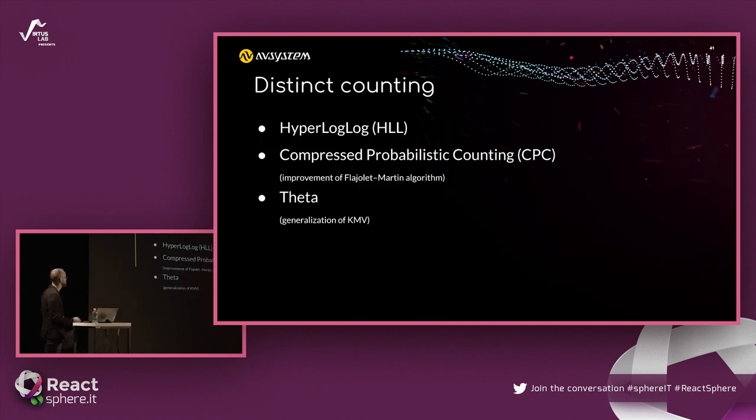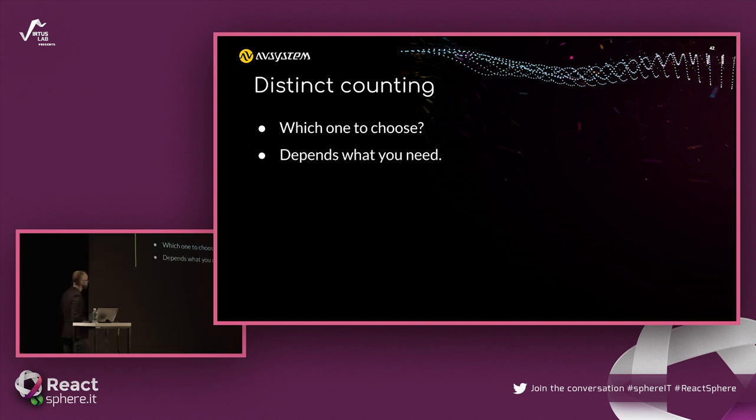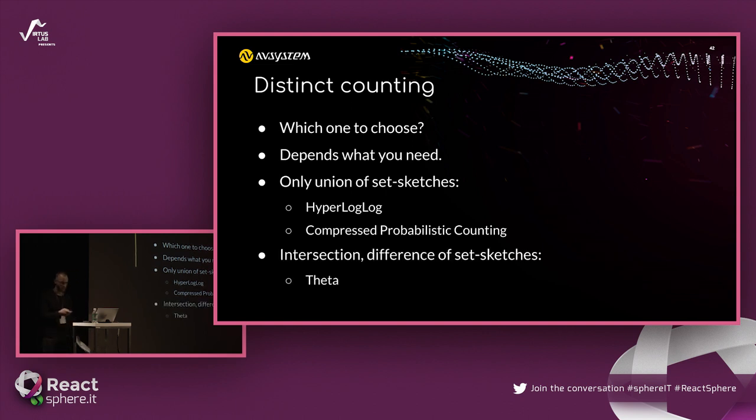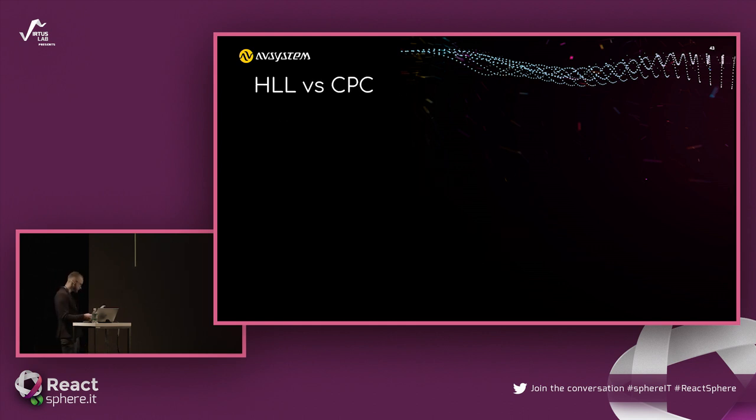Distinct counting. We have three sketches: HyperLogLog, Compressed Probabilistic Counting, and Theta. Now I want to briefly summarize these three sketches. Which one to choose? It depends on what you need. If you only need the union of set sketches, then HyperLogLog or Compressed Probabilistic Counting would be a better choice. But if you need intersection or differences of set sketches, then Theta would be a better choice. I've mentioned that if we need only unions of sets, the best choice would be HLL or CPC. So first, a little comparison of these two sketches.